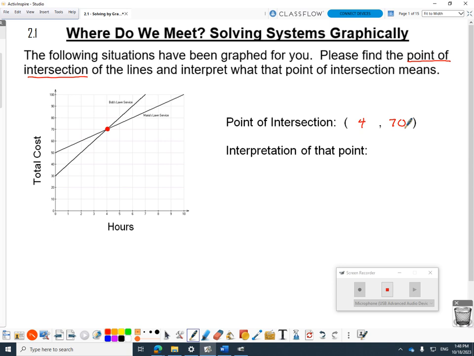I'm going to try and write exactly what he said. He said it really well. The 4 is the 4 hours. And the 70 is the charge they meet at.